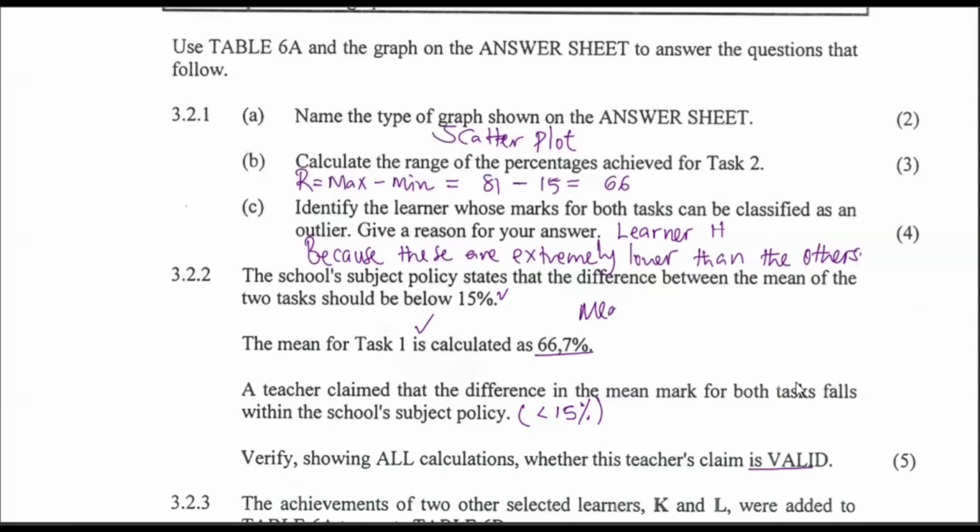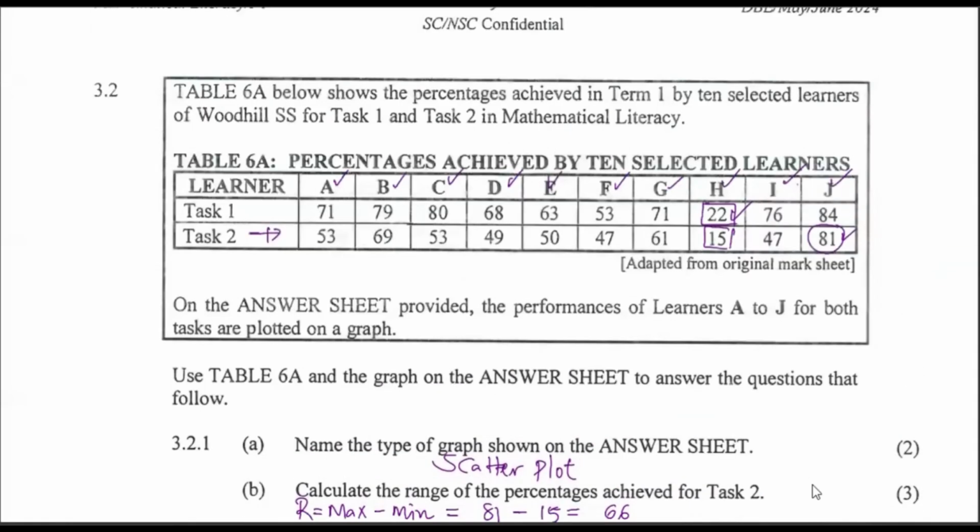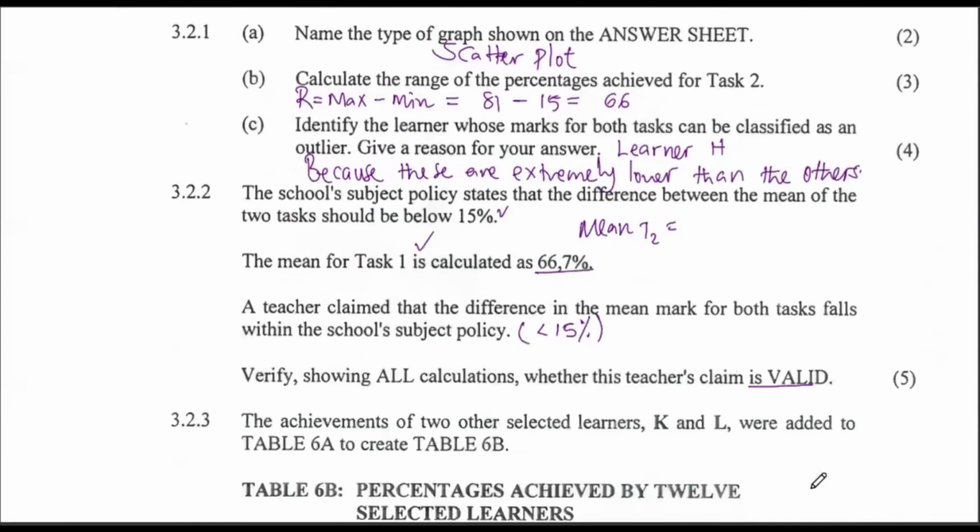We need to look for the mean for task 2, whereby we shall add all the numbers. We add all these numbers of task 2, which is 53 plus 69 plus 53 plus 49 plus 50 plus 47 plus 61 plus 15 plus 47 plus 81. When you add all these numbers, we end up having 525.